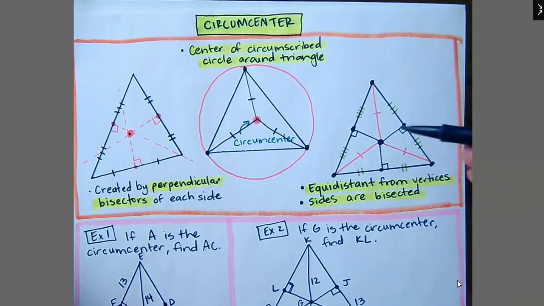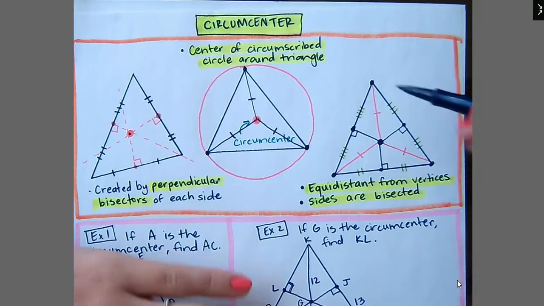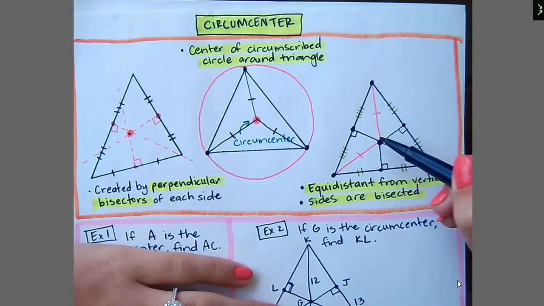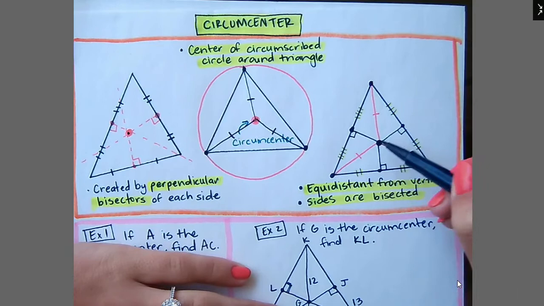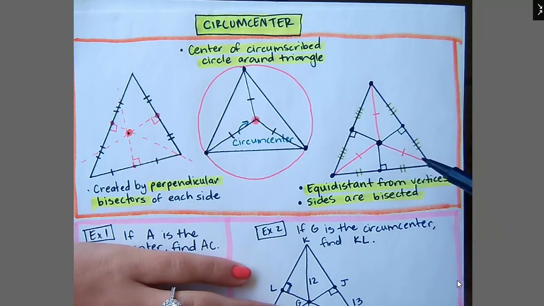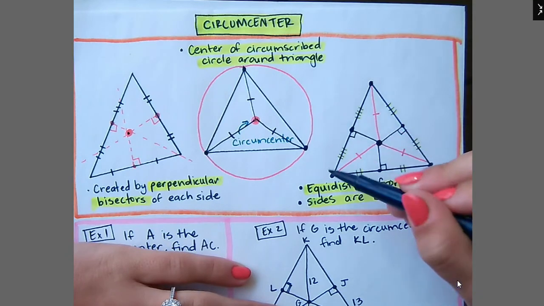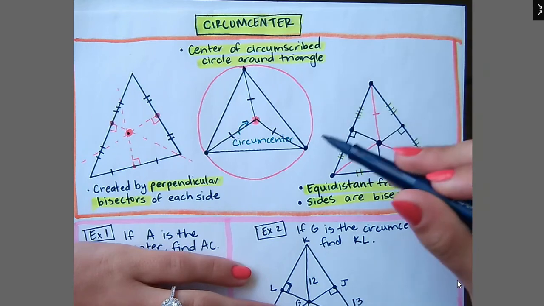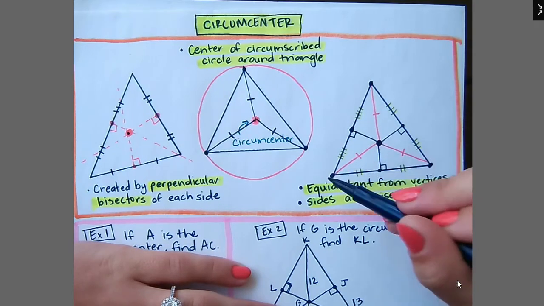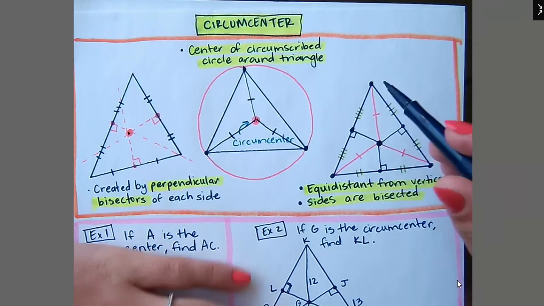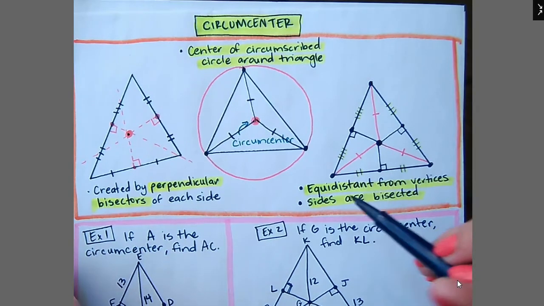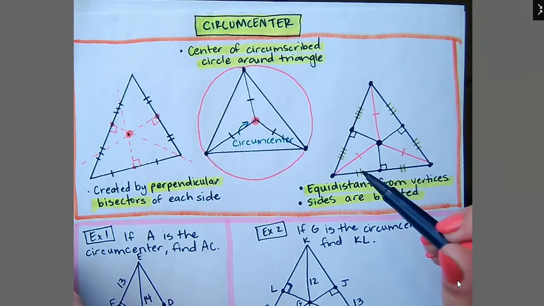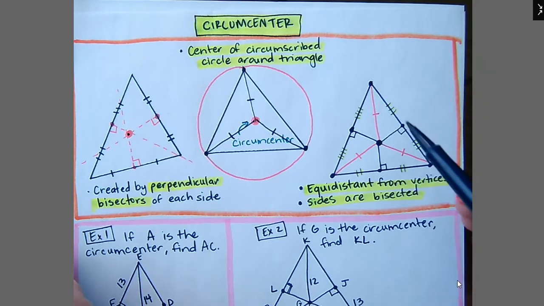All right, so what we just went over is that it's equidistant from the vertices. So if this is the circumcenter, then these segments here are going to be the radii of your circle. It would look like this. Since those are the radii of your circle, these are all going to be the same length. And the other cool thing is that all the sides are bisected. So this is congruent to this, that is congruent to that, and this is congruent to this. Okay, so let's work out some examples, and I think you guys will find this pretty easy.